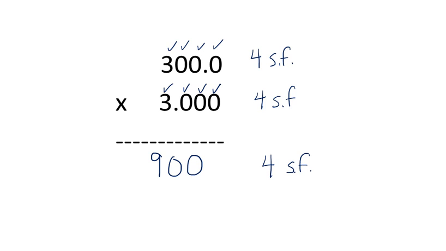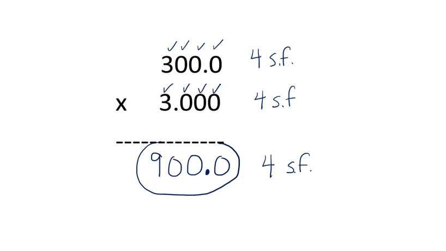Now, 900, as it's written, has only how many significant figures? It looks to me like there's only 1. There's no decimal point, so those ending zeros aren't significant. So how do we make that number have 4 significant figures? Well, the easiest thing to do would be just to put a decimal point and a 0 after it. So now we have ending zeros and a decimal point, so they're all significant. So 900.0.